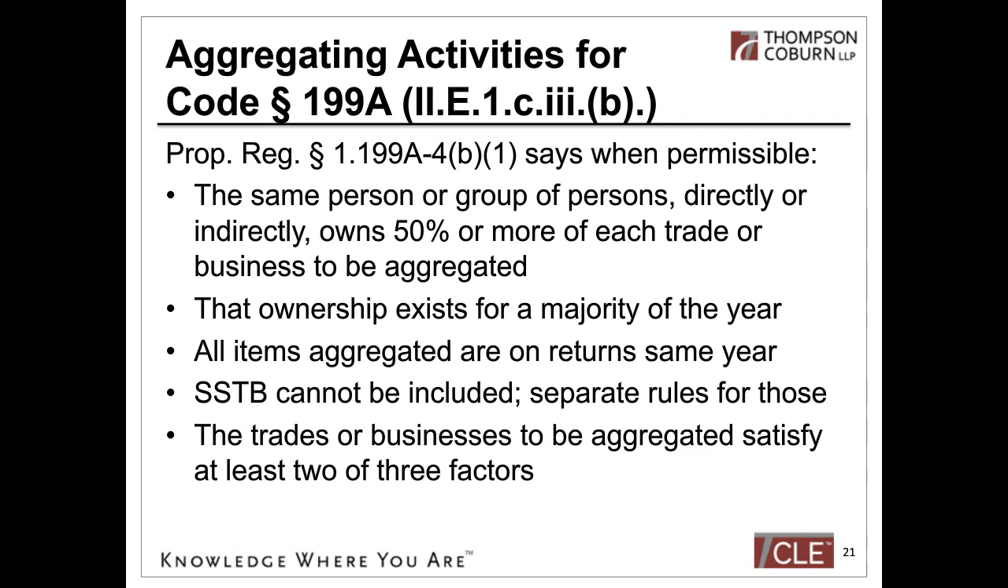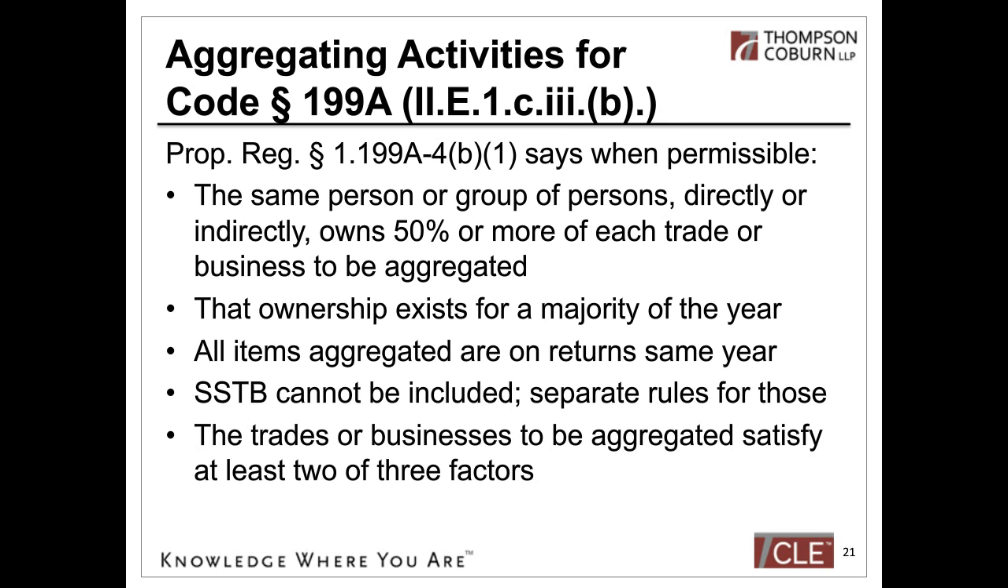Okay, so they own the same group of persons has that common ownership. That ownership exists for the majority of the year. All items aggregated are on returns for the same year. Generally, you're going to have individuals. They're going to be on a calendar year. So all those businesses need to be calendar year taxpayers. If the businesses are on fiscal years, you wouldn't be able to aggregate the fiscal years with the calendar years. Specified service trades or businesses can't be included. There's separate rules for those. And trades or businesses to be aggregated have to satisfy at least 2 of 3 factors, which I'm going to show you in a little bit.